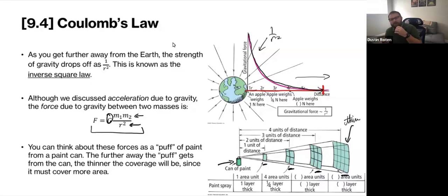So the whole idea here is essentially as you move away from something, whether it's with a gravitational force or an electrical force, the further away you get, the more that force has to spread out and cover more stuff, so to speak. Just like this can of spray paint, as the puff leaves, it spreads out and gets thinner. It's the same amount, but because it's decaying as 1 over r squared, it's going to spread out more and get thinner because it's having to cover more area.